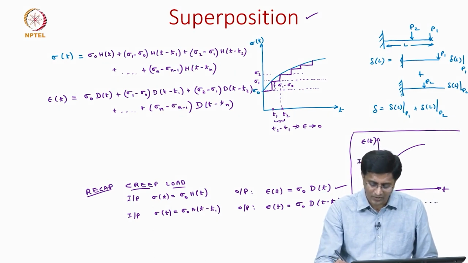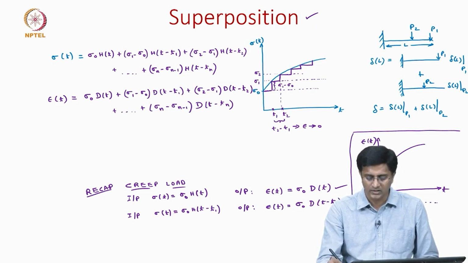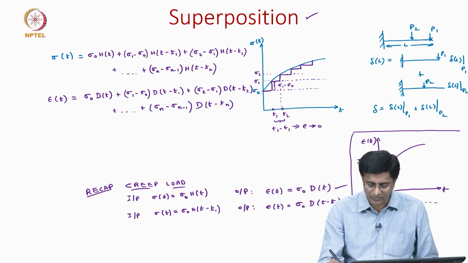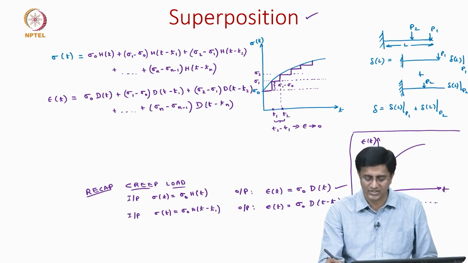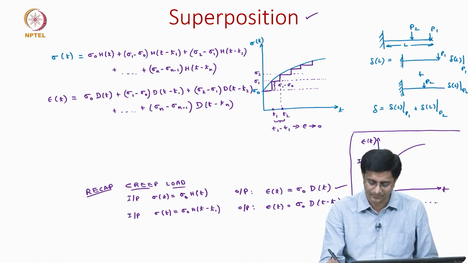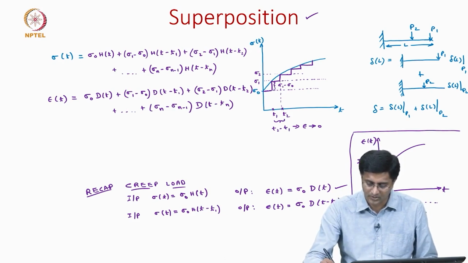And again when we write about the response, the output, the input is the strain and the output is the stress. When we write this, we can now write it in terms of relaxation modulus, E of t, plus the next step will be epsilon 1 minus epsilon naught times E of t minus t1 and so forth.